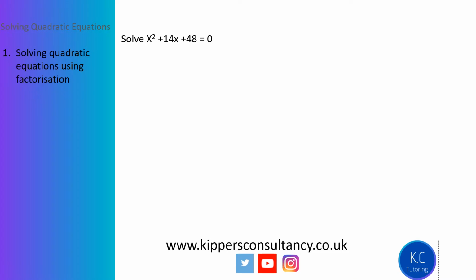Let's see how we solve a quadratic equation using factorization. Here we have the quadratic equation x squared plus 14x plus 48 equals 0. We're going to solve this by putting the left-hand side into two brackets.